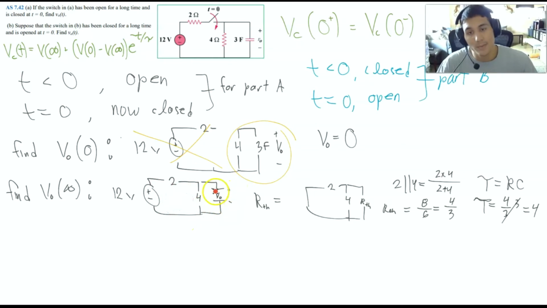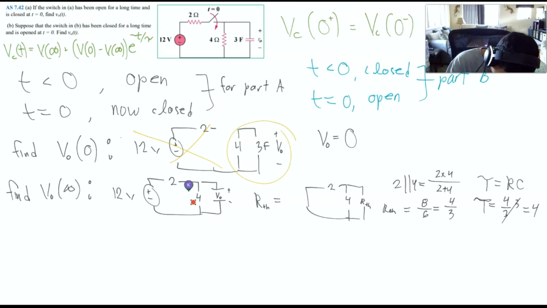Now, just because there's no current right here doesn't mean there's no voltage, right? And this is in parallel with this, so would you say they share the same nodal voltage? The voltage right here has to be the same as the voltage right here. That's the whole concept of something being parallel. So VO is also VO right here. Very important.